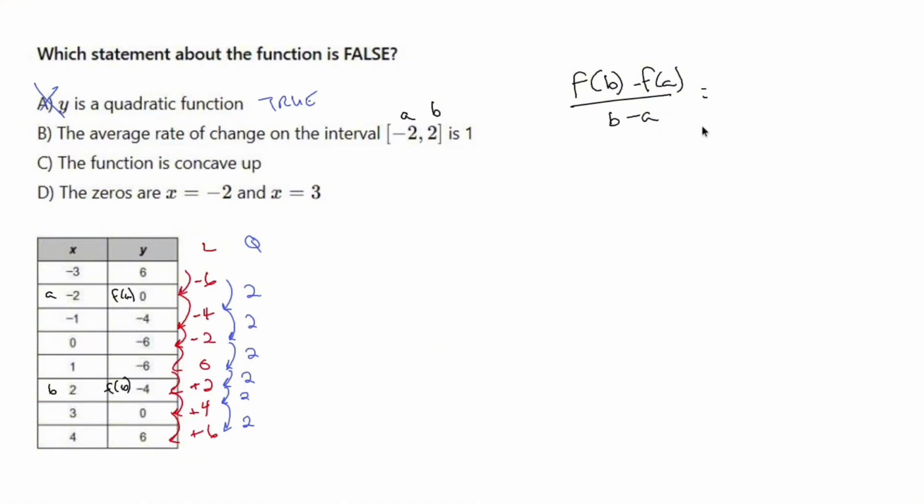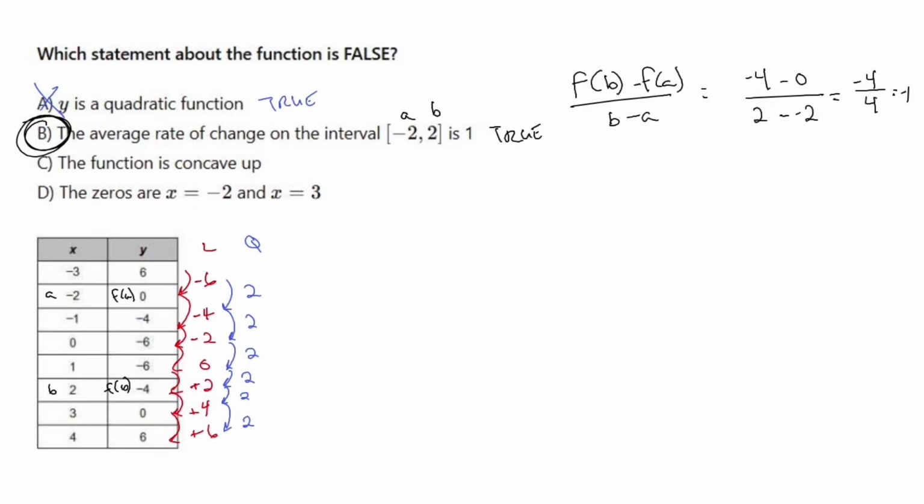So in this case, we've got f(b), which is -4, minus f(a), which is 4, over b, which is 2, minus -2, and -4 over 4 is -1. So we were supposed to get 1. We got -1. This is the lie. Now let's make sure that the other ones are good.